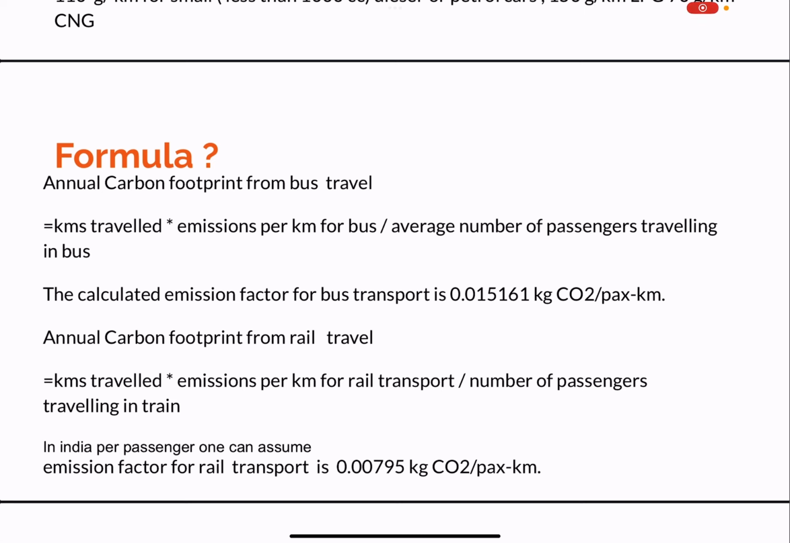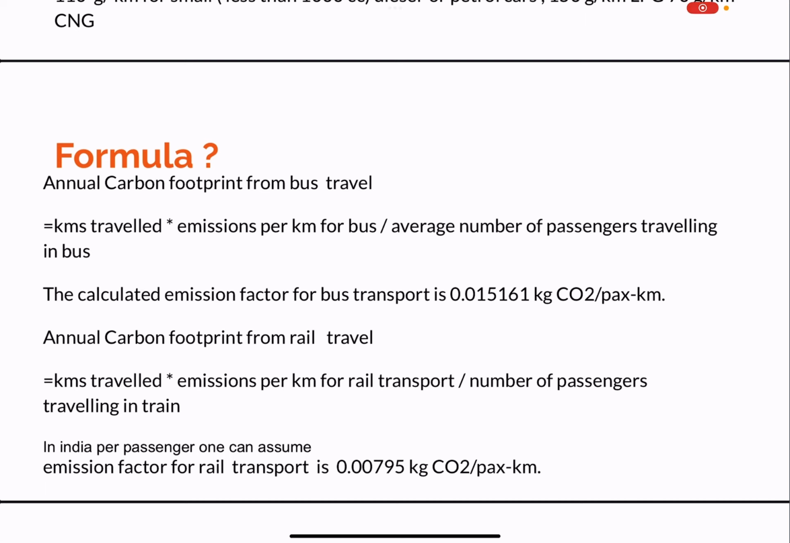You must know the kilometers traveled annually by the bus, and you must know the emission factor, and you must know the number of passengers traveling in the bus. So this again is data, now for bus, you do not count the number of passengers because the emission factor is directly available in terms of CO2 per person per kilometer. Okay, this is the practice.